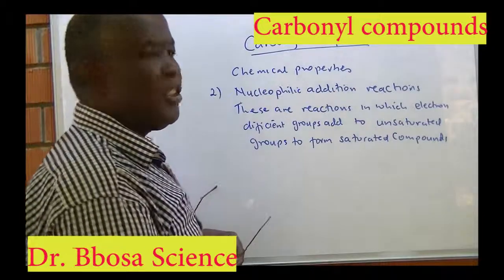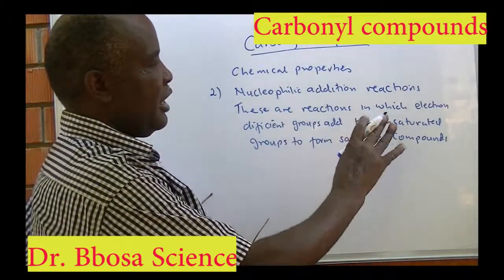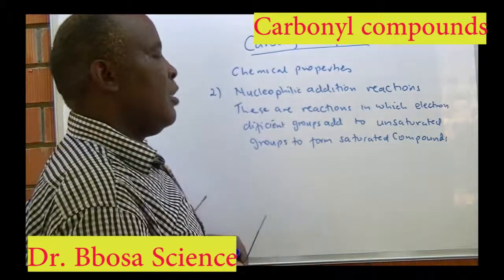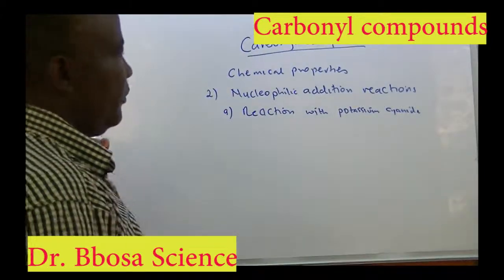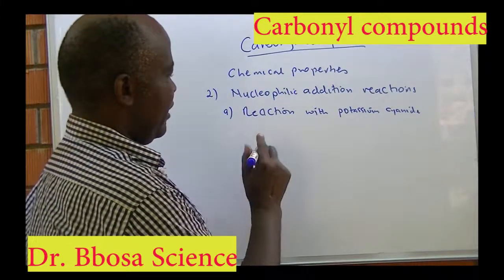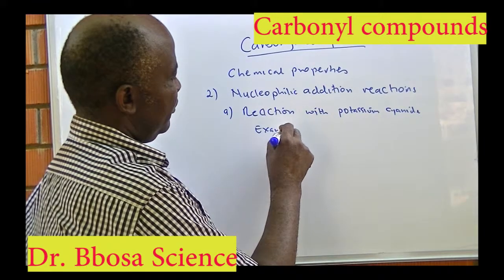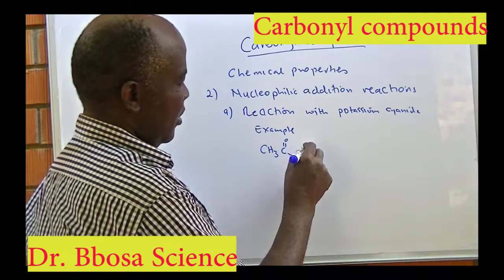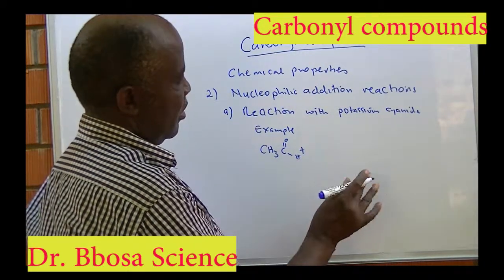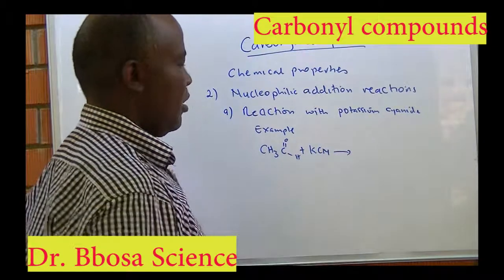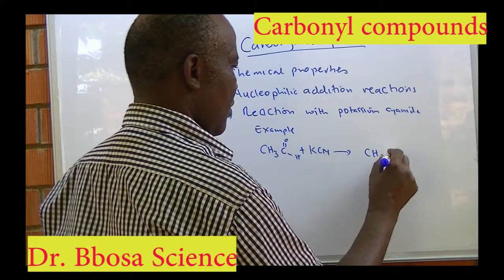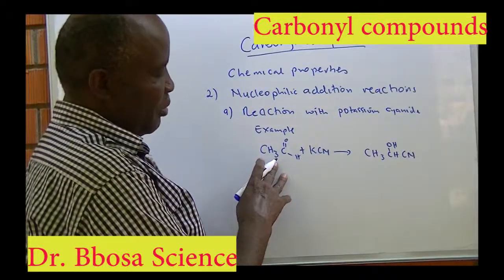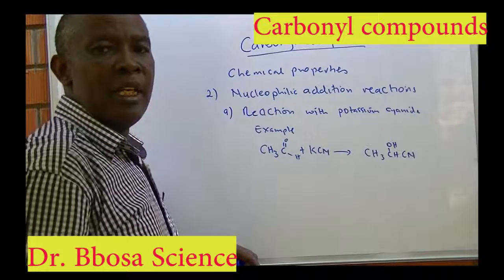2. Nucleophilic addition reactions. These are reactions in which electron-deficient groups add to unsaturated groups to form saturated compounds. A. Reaction with potassium cyanide. Example: the reaction is important because it increases the chain length by one carbon atom.